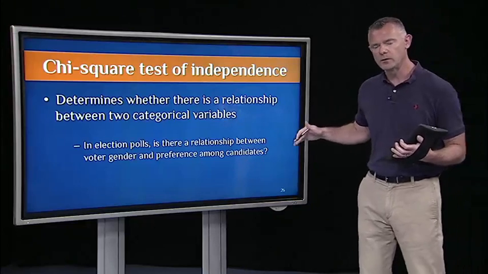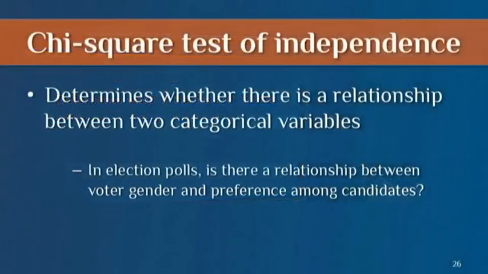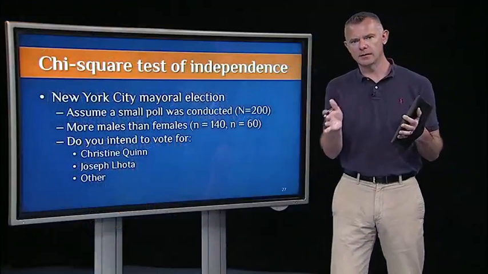So the example I'm going to use is this election polling example, where we're going to look at the relationship between the gender of the voter and their preference among candidates for the New York City mayoral election. So again, let's assume a small poll, this time a little bit bigger than the one we looked at in segment 1, but still just 200 likely voters. That's considered small. And just to make this interesting and to show you how the chi-square test of independence works, we'll look at a poll that has more males than females.